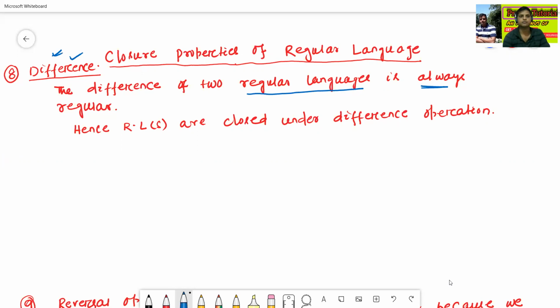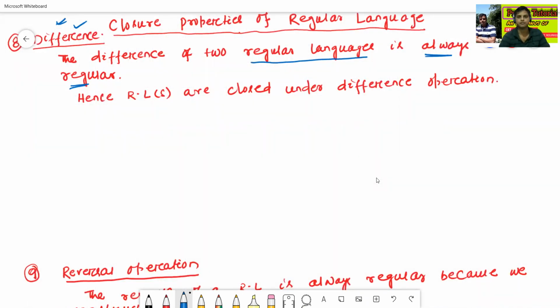is always regular. So what is the meaning? If L1 is regular and L2 is regular, is L1 difference L2 regular or not? How to know? L1 difference L2 is nothing but L1 intersection L2 complement.